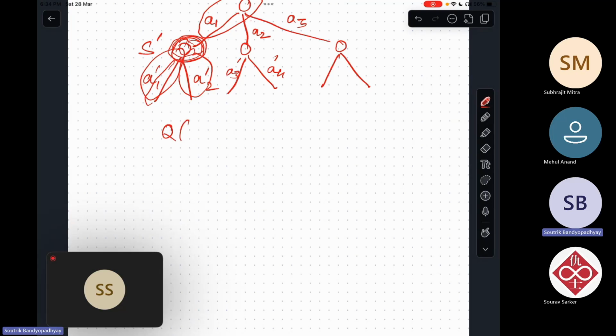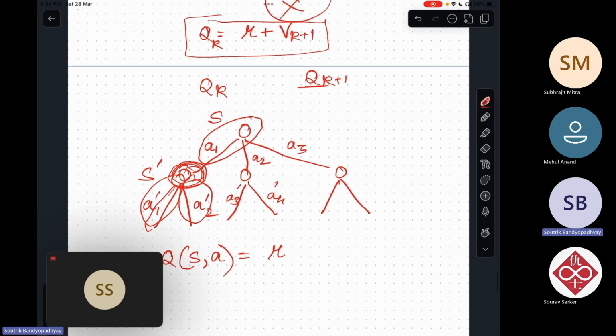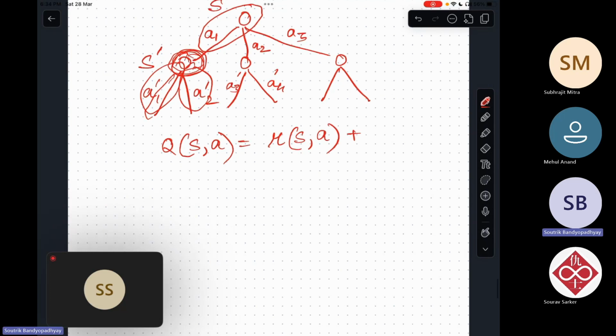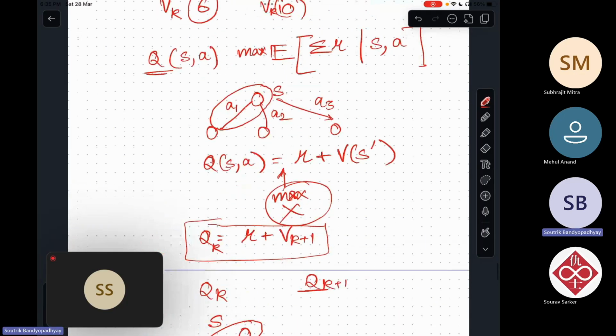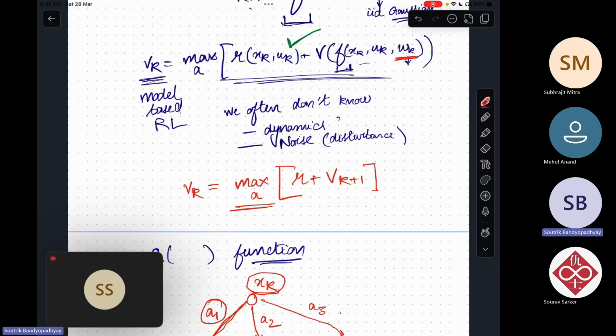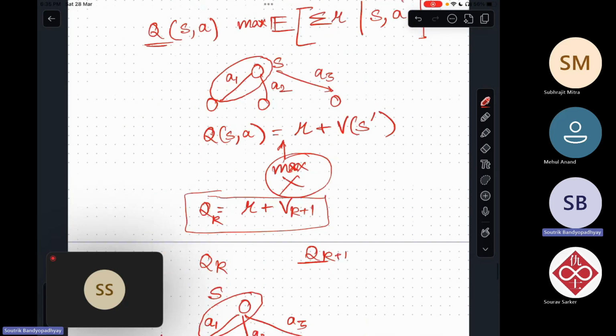So the value of this current state S and the current action A is the stage cost, which is what I'm getting currently at S and A, plus, for all these future states, I can take a maximum over the A prime, of Q of S prime, A prime. So look at what I have done here. I have taken the maximum from the outer region to the inner region.